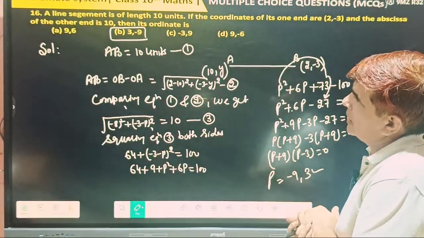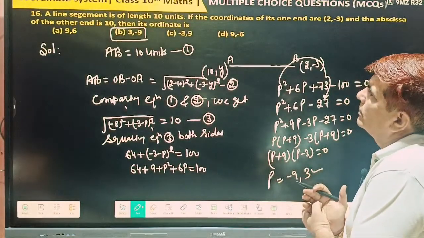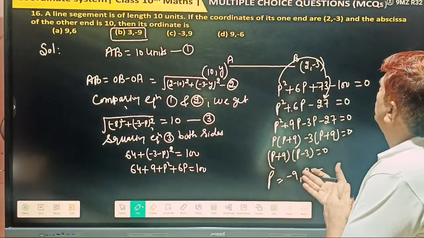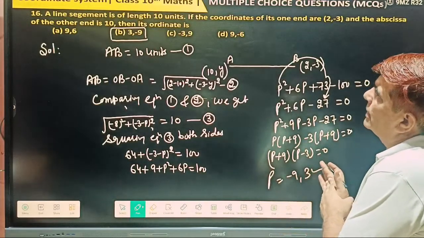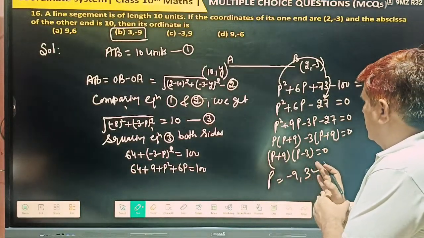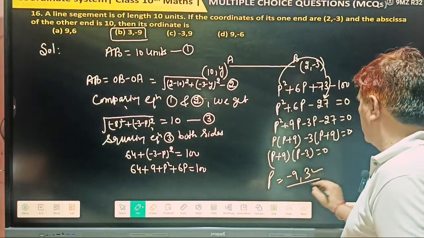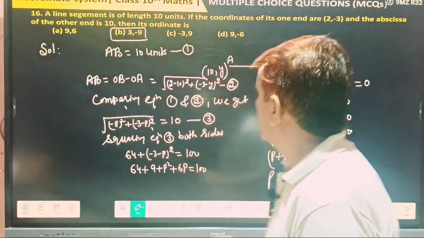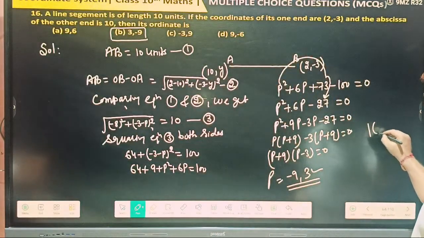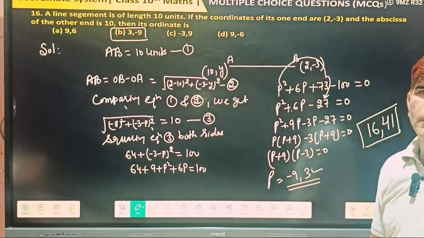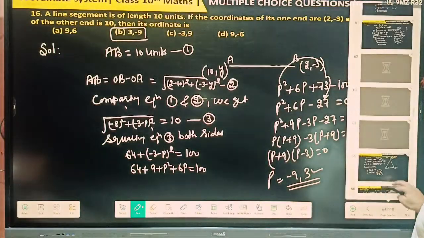A line segment of length 10 units, if the coordinates of its one end are this and the abscissa is 10 units. So this is like this. So the comment is that now I understood that question number 16 and question number 41, which we started today, both are the same. Its meaning is this. So question number what? 41.